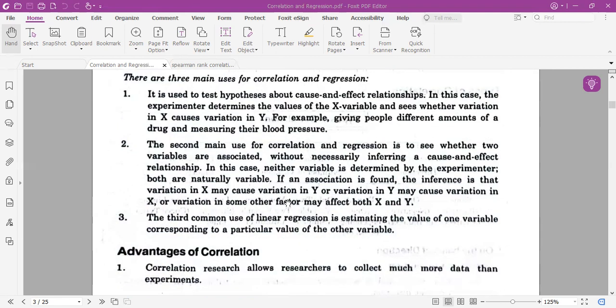The third common use of linear regression is estimating the value of one variable corresponding to the value of another variable. So this is pertaining to regression. This I'm going to explain in the chapter on regression.